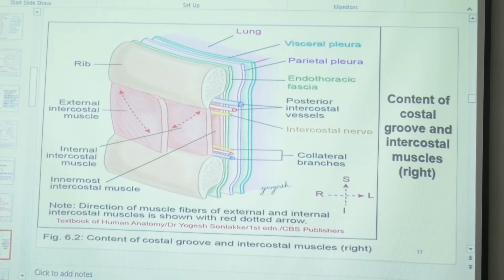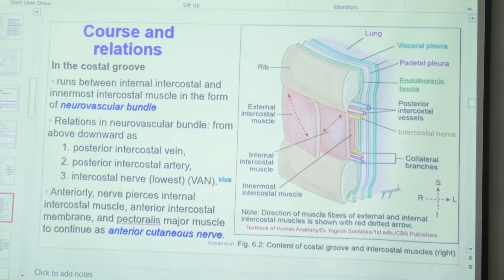You have seen the three muscles. The neurovascular bundle lies between the internal intercostal and innermost intercostal. Okay, so the relation of the neurovascular bundle from above downward is posterior intercostal vein, then artery, and then nerve: VAN, from above downward. This is very, very important, this relation, VAN, from above downward.